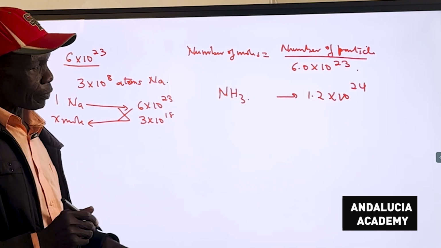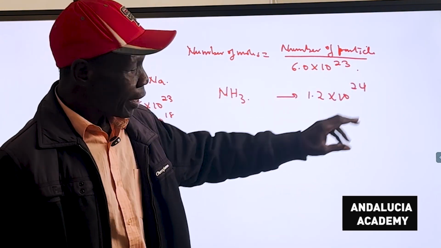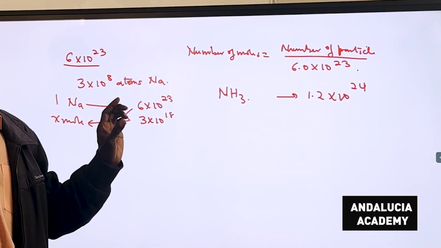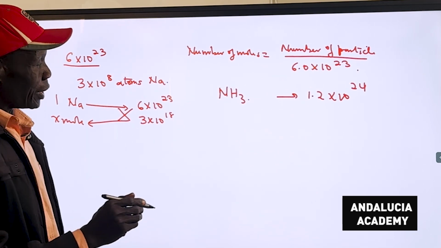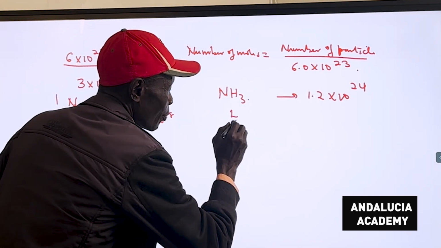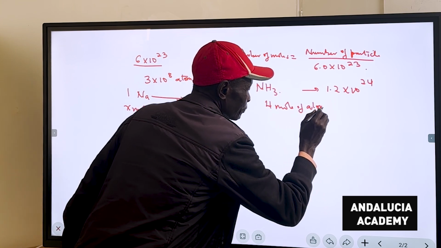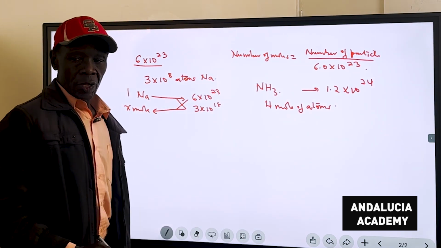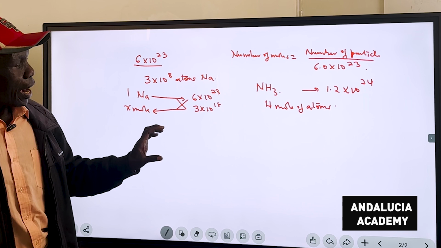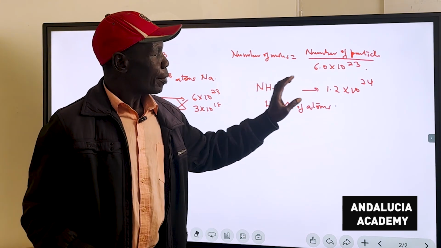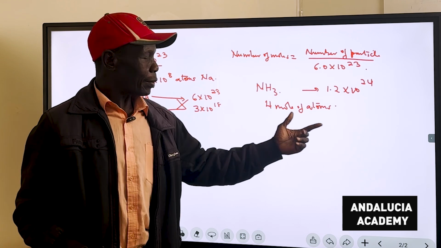So you have to be very careful. Read the question clearly. These are number of moles of molecules. Now we need atoms. So what we do is, I have 4 moles of atoms. Is that okay? So what I need to do here is, I can first of all get the number of moles of ammonia, and multiply by 4.